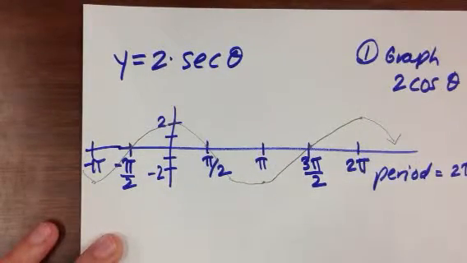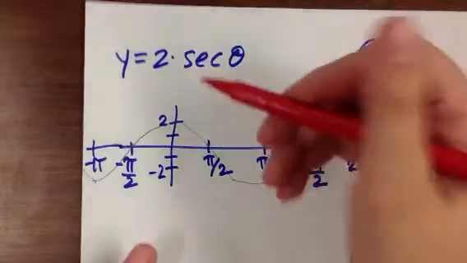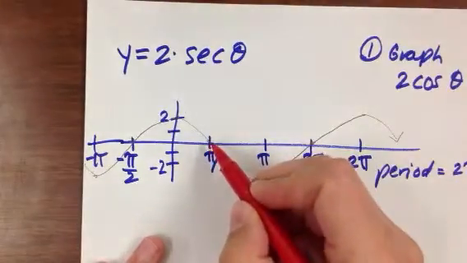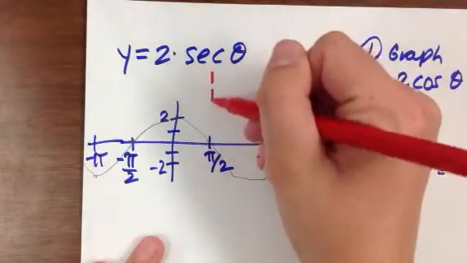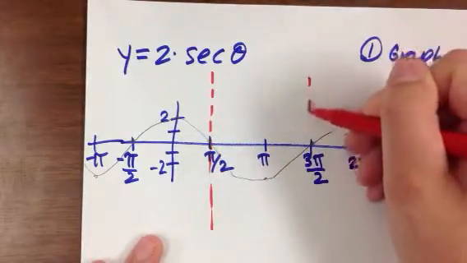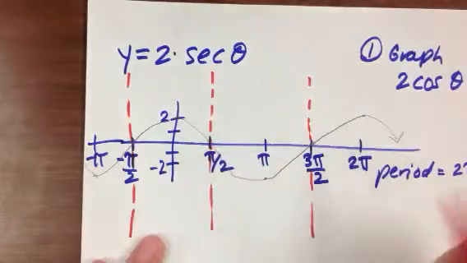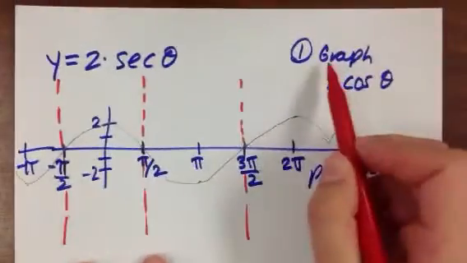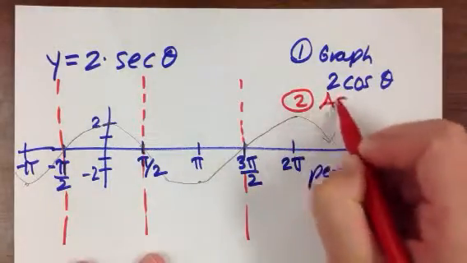So the first thing I'm going to do is draw in my asymptotes. They'll always occur when the cosine graph hits 0, because 1 divided by 0 is undefined. So we're going to draw in our asymptotes. That's step 2. Okay, so step 1 was graph the cosine function. Step 2 was the asymptotes.